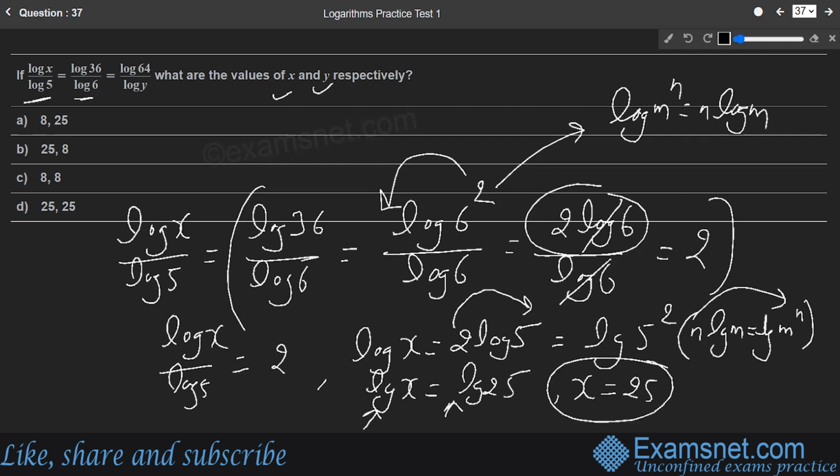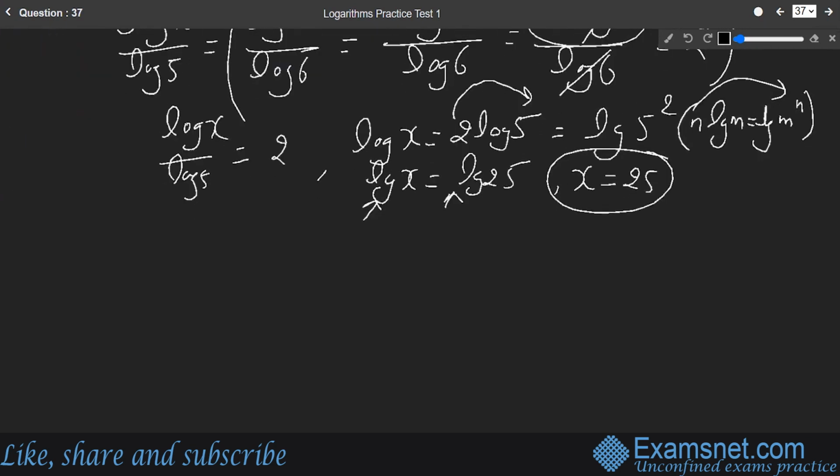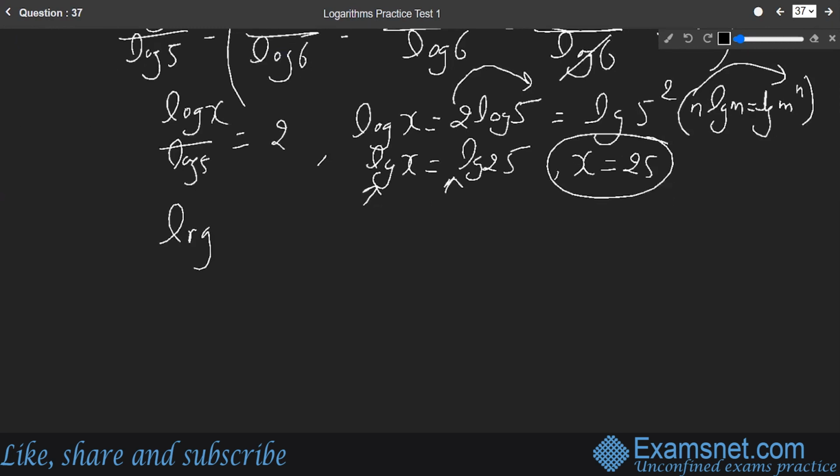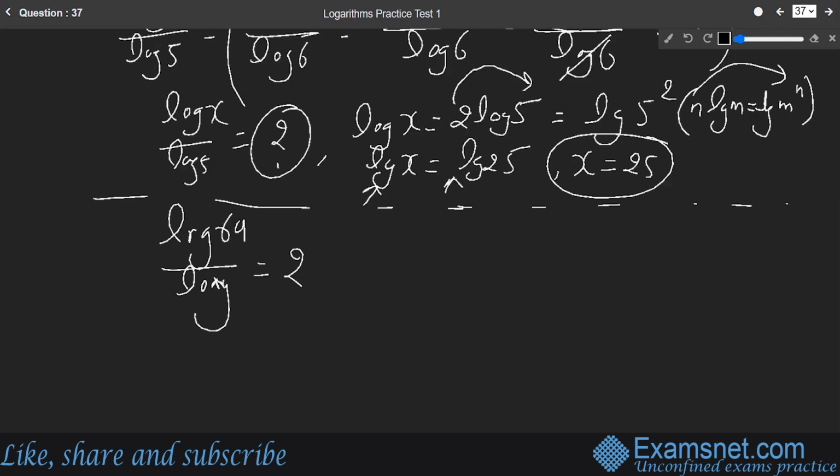Now in the same fashion, we are supposed to find out the y value. The expression given for y is log 64 by log y. So log 64 by log y will also be equal to the same log 36 by log 6, which came out as 2 in the previous calculation itself. So in this also we can take it as 2. Now what can we do with that? Clearly log 64 is equal to 2 log y, again the same situation.